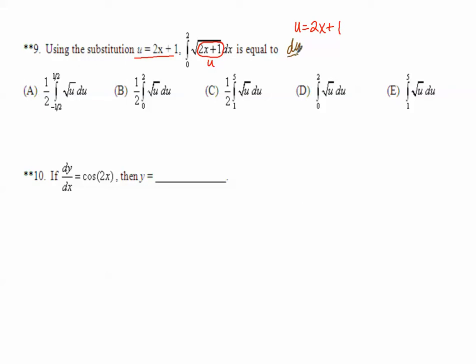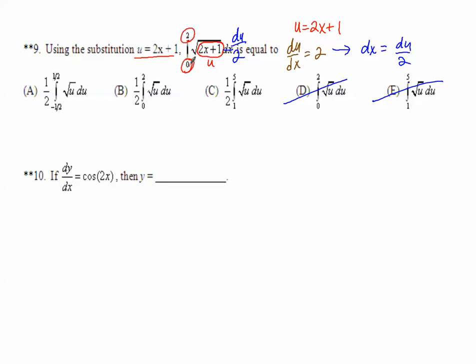We find the du/dx, we solve for dx, and we plug it in. dx is du over 2, so what do I need? Something with a 1/2 on the outside, so it won't be this and it won't be this because they don't have a 1/2 on the outside. What else do I need to do? Change the limits of integration.